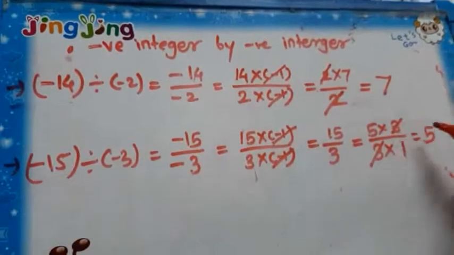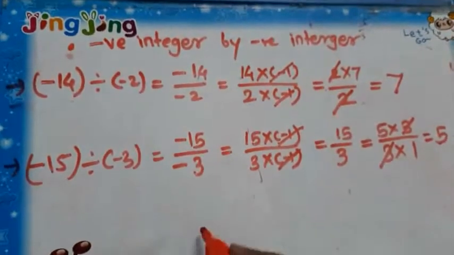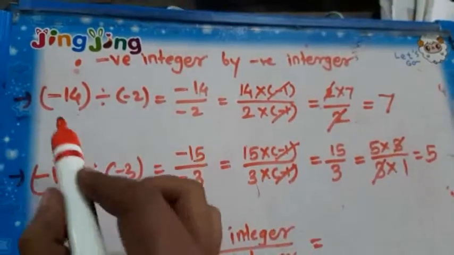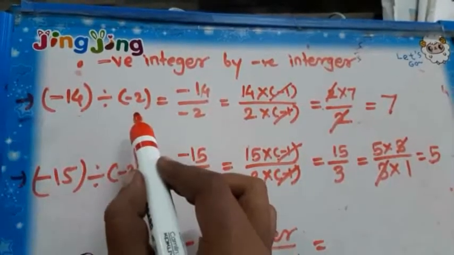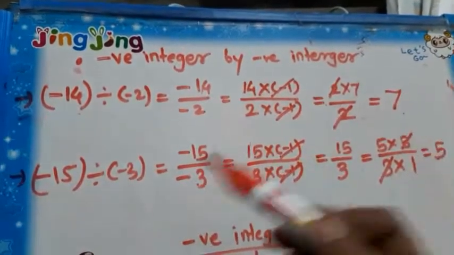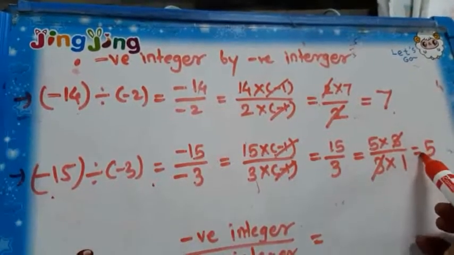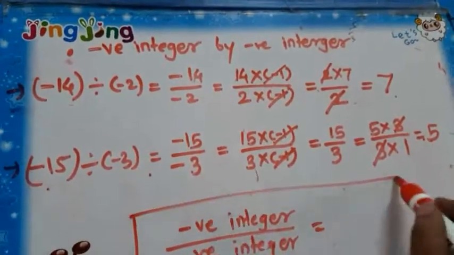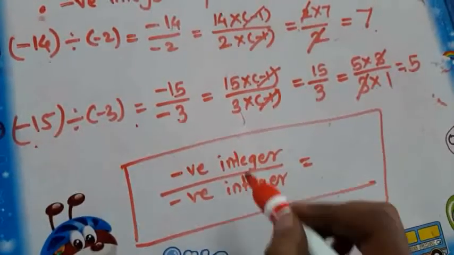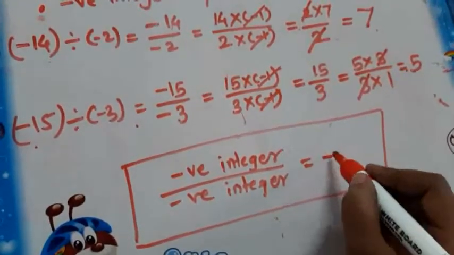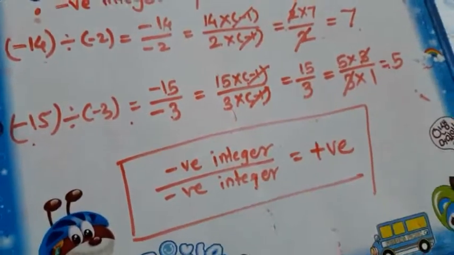So from these two, what result are we going to get? Negative integer divided by negative integer, answer is positive. So what result did we get? Negative integer divided by negative integer, answer is positive.